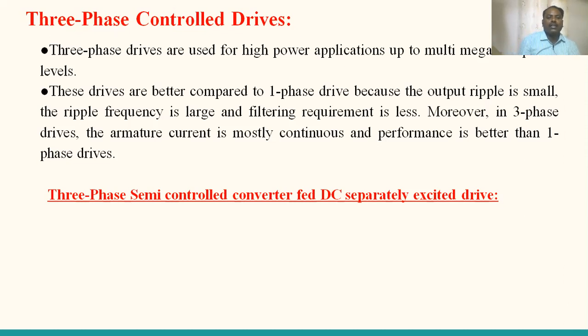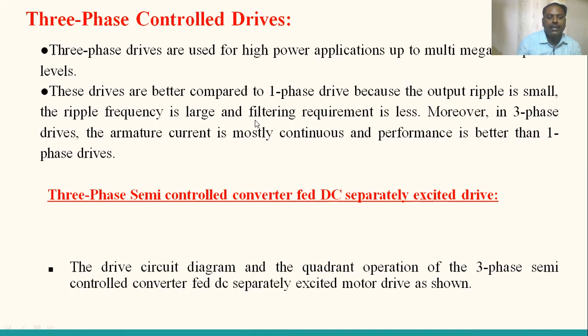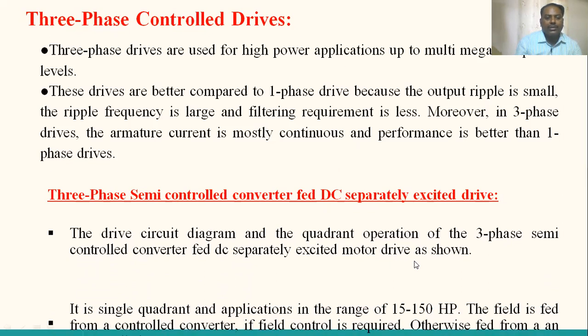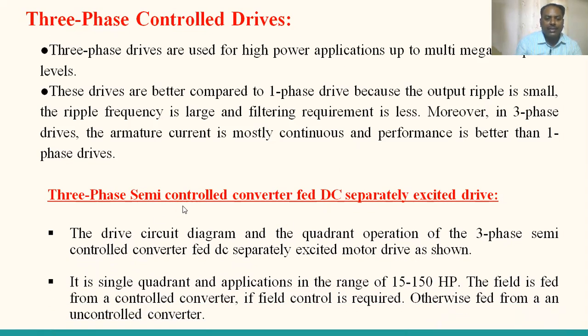So let us start with the first drive in the three phase, that is the three phase semi-controlled converter fed DC separately excited drive. Here the supply is three phase, the converter is a semi-converter, and the drive is a DC separately excited motor. Let us see the drive circuit diagram and the quadrant operation of a three phase semi-controlled converter fed DC separately excited motor as shown. Semi-controlled means it is a single quadrant drive, and it is useful for applications from 15 to 150 HP.